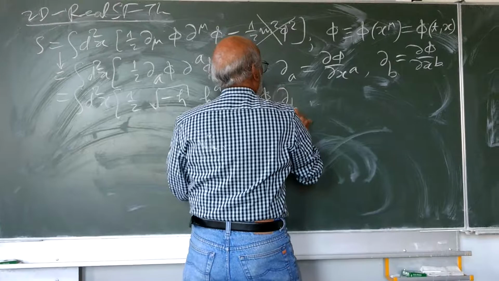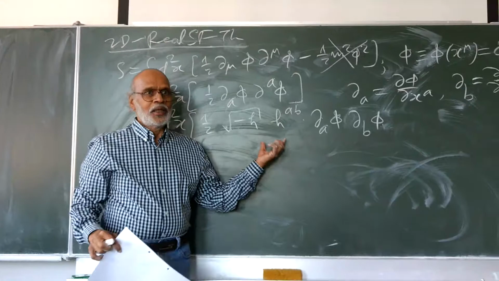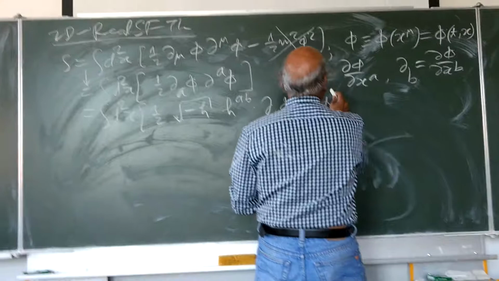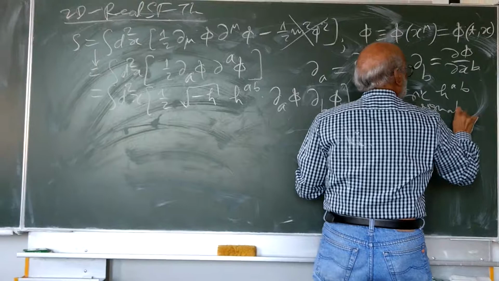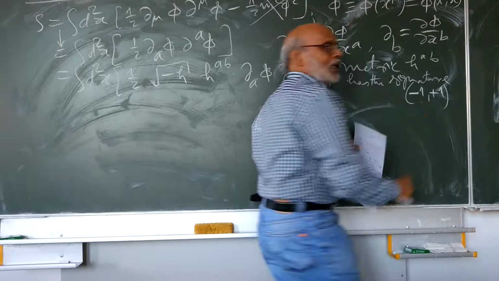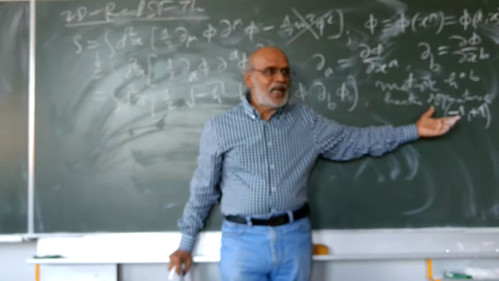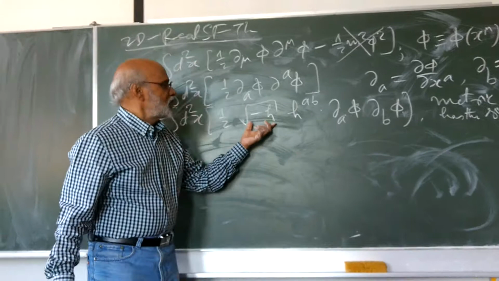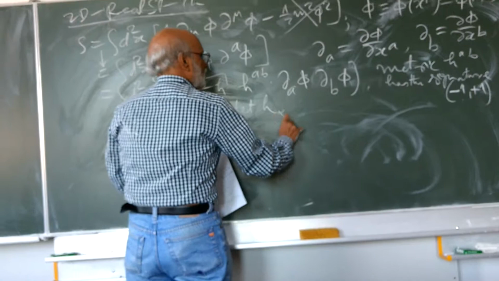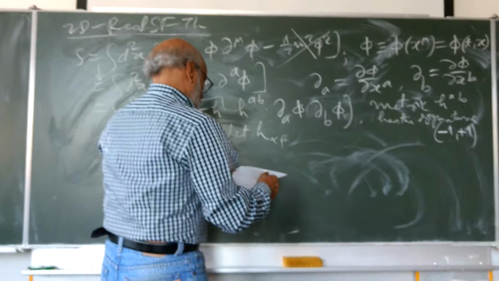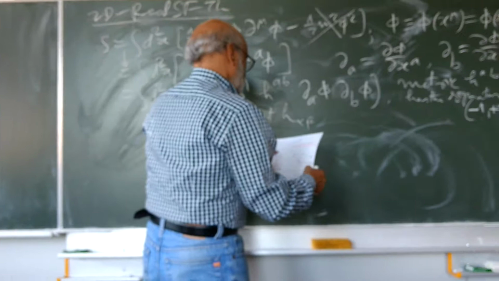Because I have put h^{ab} here, this is my metric, and the metric h_{ab} has the signature −1, +1. If I have the signature of my metric as −1, +1, then I would have this square root of minus h here. This would be positive; minus h would be positive. As usual, this h would be the determinant of h_{αβ}. All right? Yes, I don't want to make any mistakes, so this is fine.